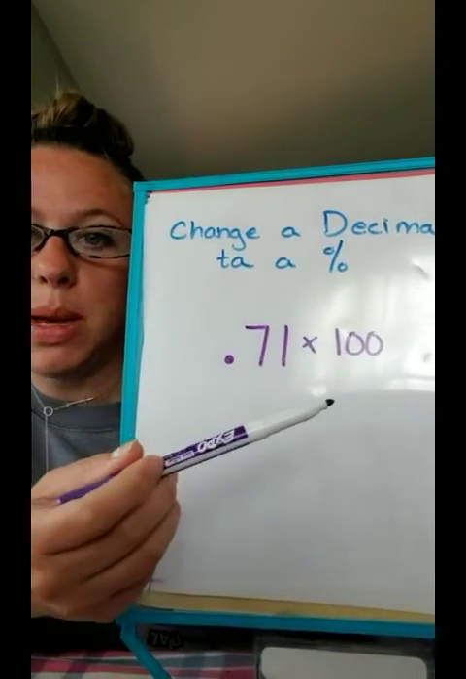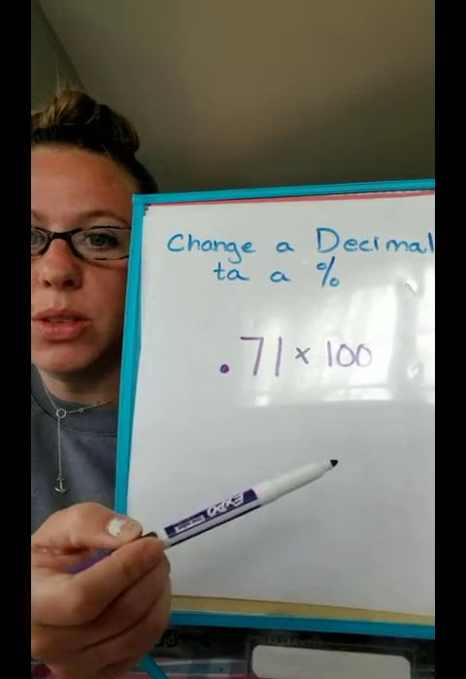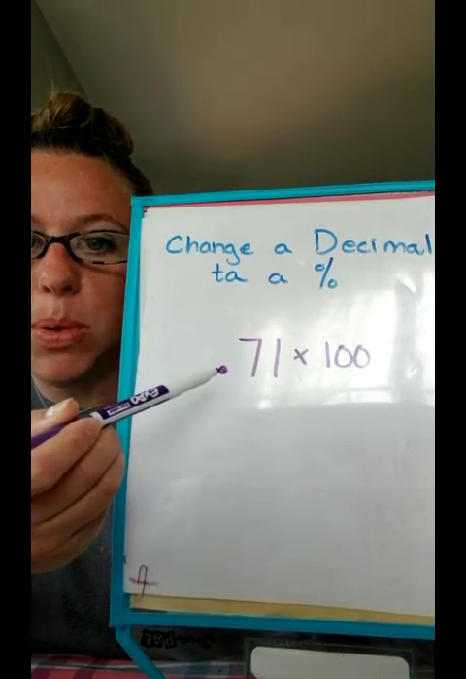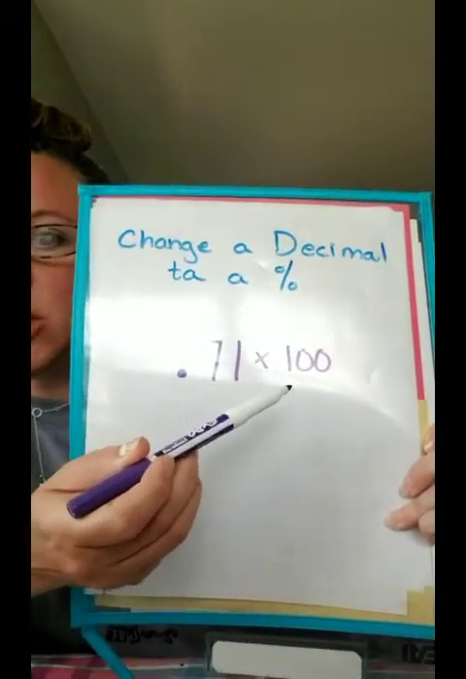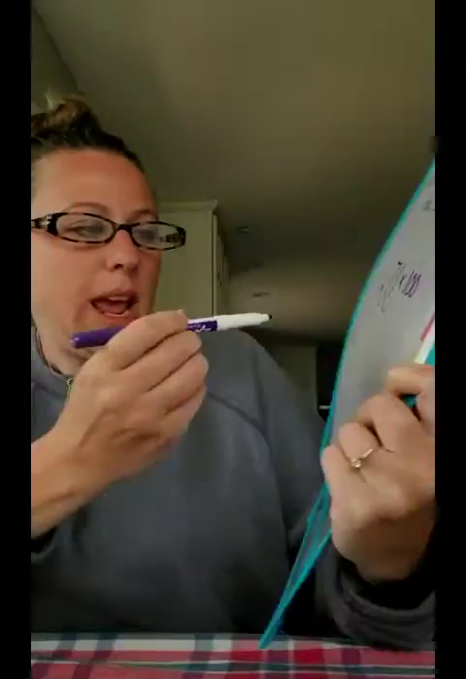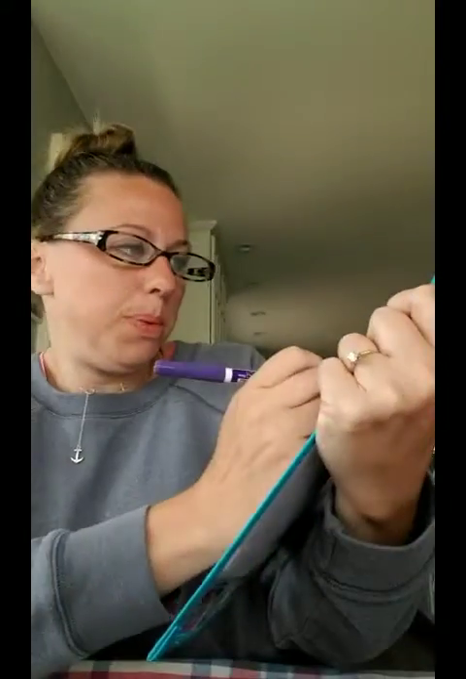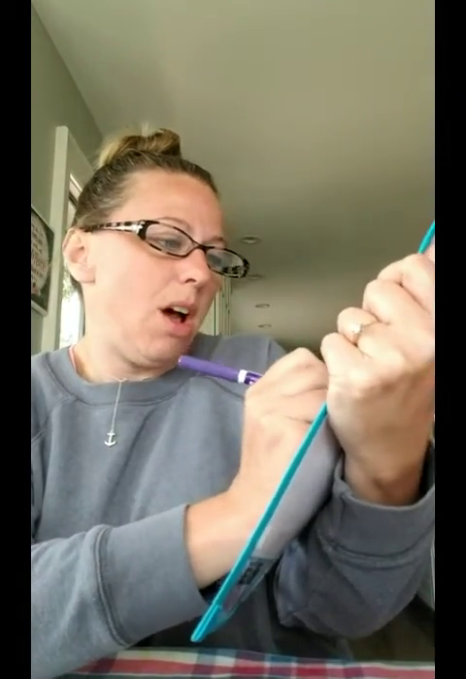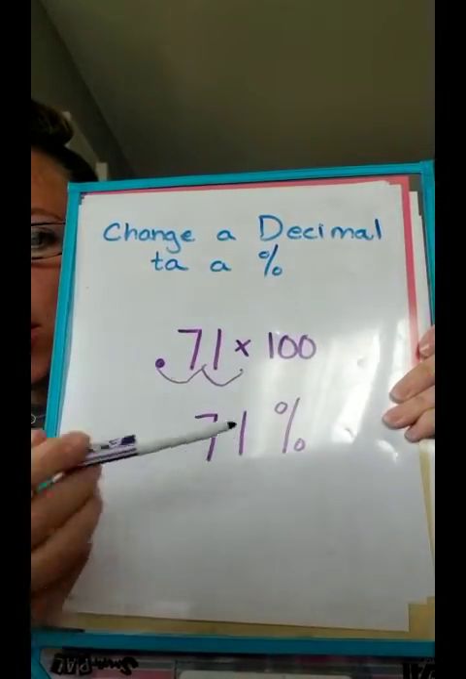Now we can do quick mental math of this. We did this near the beginning of the year. If you have 2 zeros, you're just going to take this decimal point and move it to the right 2 places. So if you have 2 zeros, take this and move it over 1, 2, and you're going to get the number 71. That is the percentage. So for changing a decimal to percent, all you have to do is multiply it by 100 and you would get 71%.